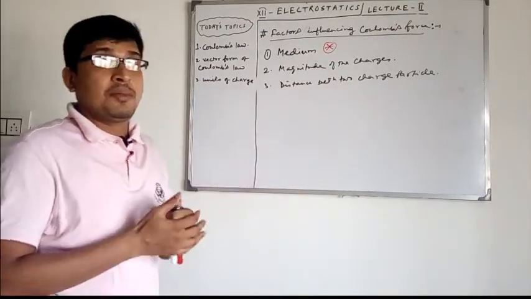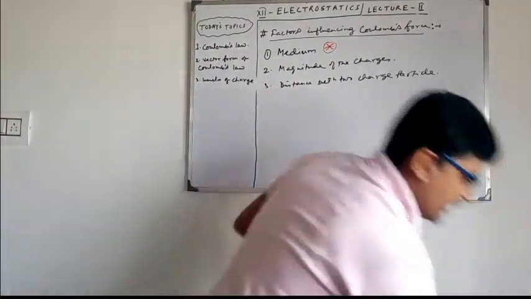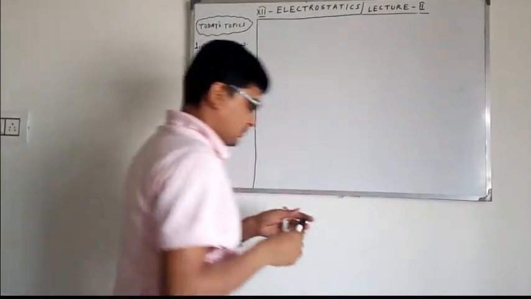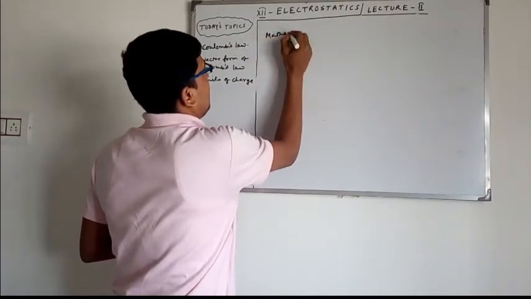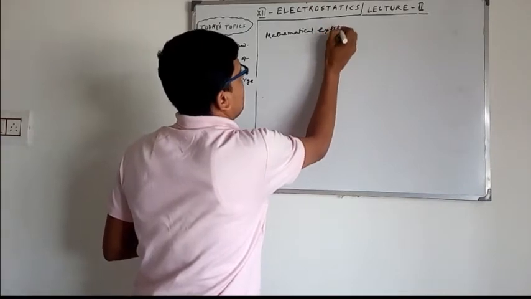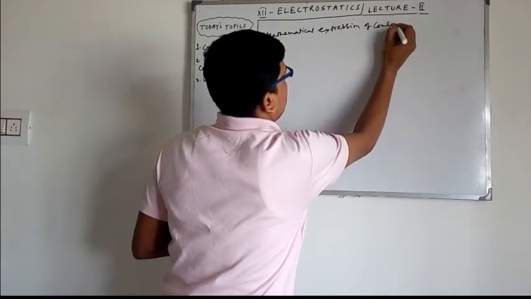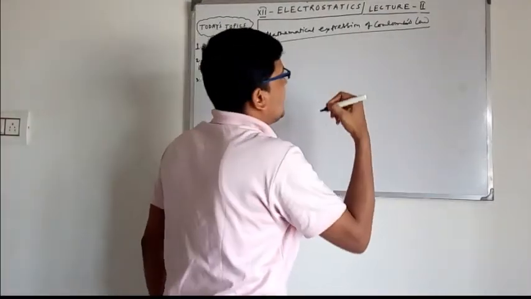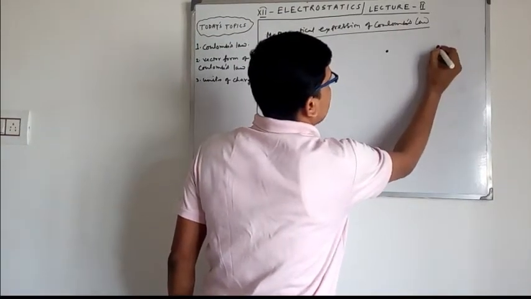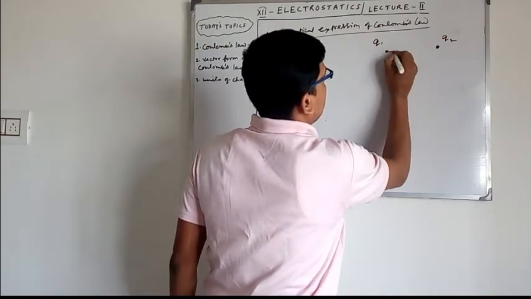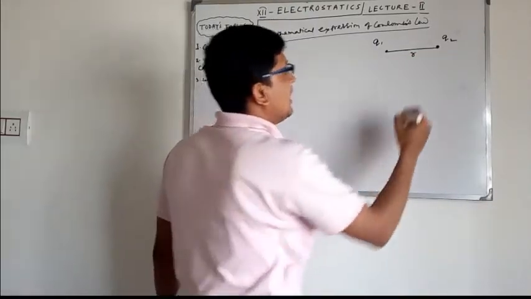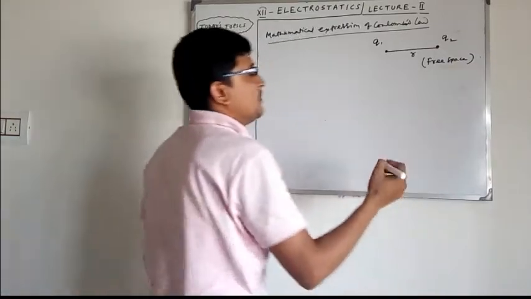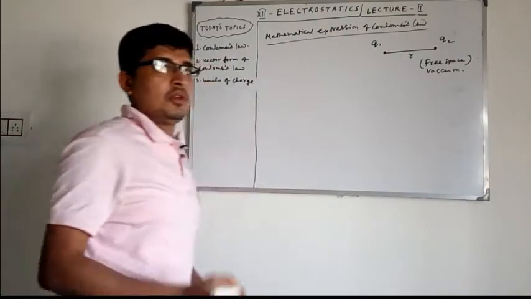तो अब हम देखेंगे what is the mathematical expression of Coulomb's law. इसको हम मैथमेटिकल एक्सप्रेशन देखेंगे. तो पहले हम लोग, suppose these are the two point charged particles Q1 and Q2 separated at a distance r, and the particles are kept in free space. इसको फ्री स्पेस और वैक्यूम में हम लोग प्लेस किया.